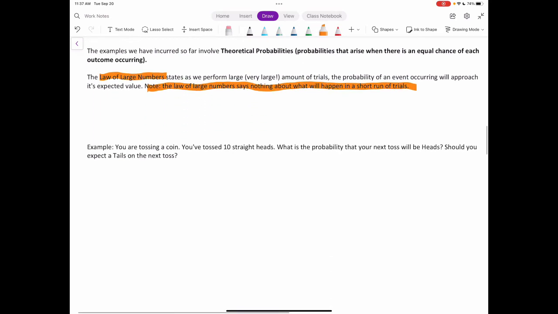And I think this next example illustrates that. So for example, let's say we are tossing a coin. We've tossed 10 straight heads, okay? What's the probability that your next toss will be heads? And also, should you expect the tails on your next toss? Well, because, once again, we're dealing with a theoretical probability situation, every single toss is what we call independent, and we'll touch on that concept in just a second. But what's the probability of my next toss? Even though I've got 10 straight heads, the probability my next toss will be heads is still 50%. Okay? Probably the next toss is 50% because, right, there's a 50% chance you get heads or tails. Basically, whenever you're tossing a coin, it has a memoryless property. It doesn't remember what you did before.